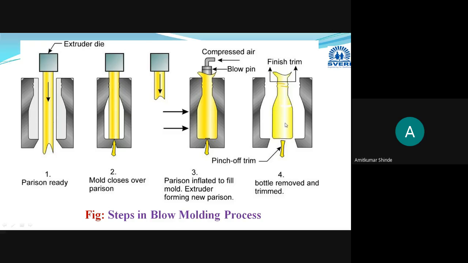But this product will be having some flashes. Extra material will be attached. It may be at the top surface, or it may be at the bottom surface, and that extra material is termed as the flash. You have to perform one finishing operation on it. You can say that one trimming operation is required, or a final finishing operation is required, and you will get the desired product.